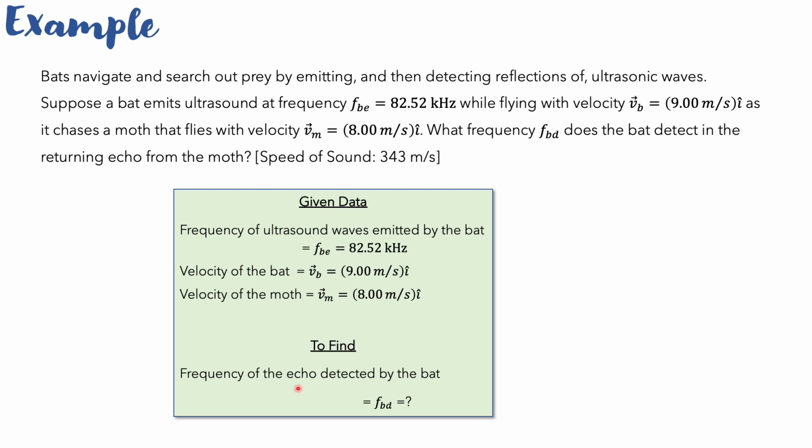So the frequency of the echo detected by the bat is the one that we have to find out. Now we will use the Doppler effect here. Take a moment and think which one will be the source and which one will be the detector.